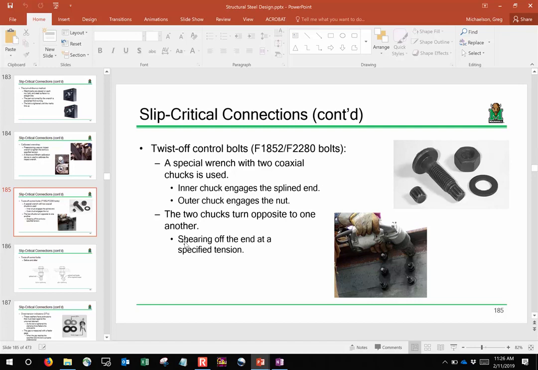Usually when you're looking at a slip-critical connection, you need more bolts, but you end up getting a really strong, really stable connection that you need for things like fatigue. In order to generate that tension that's required, there's a lot of different proprietary products out there. One of them is a twist-off control bolt.